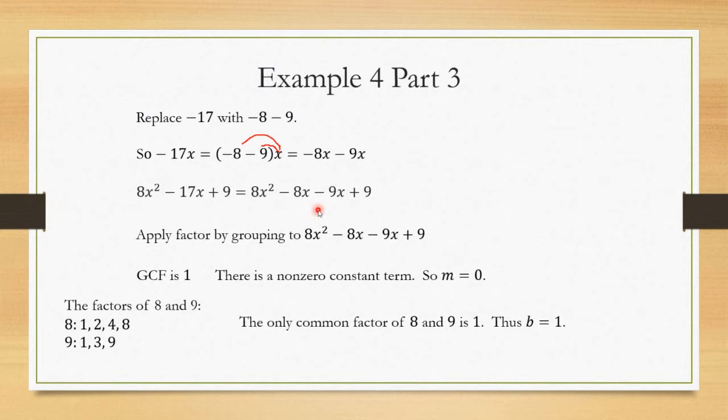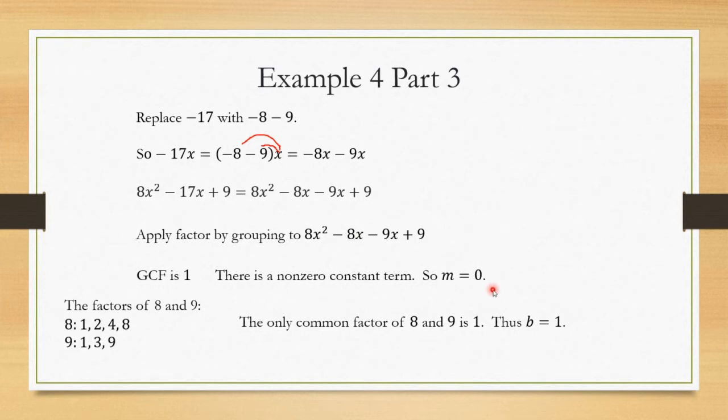Now we do factor by grouping on this thing. And it turns out the GCF of this is going to be 1. It's really not terribly hard to see. I put it here. We have a non-zero constant term, so we can't take x out. That is, m is 0.